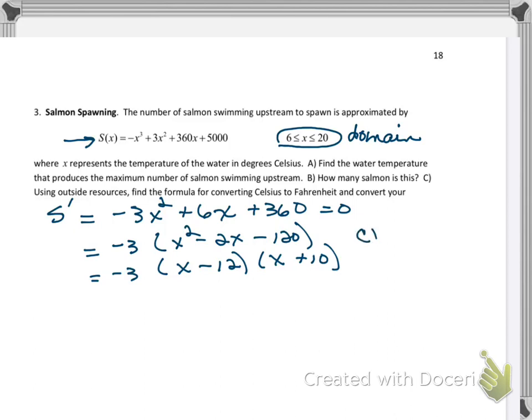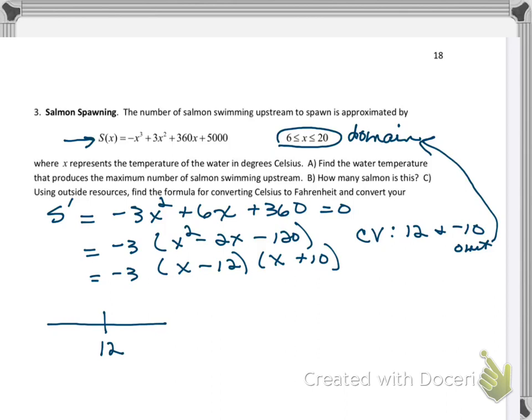So your critical values are going to be 12 and negative 10, and you have to omit one because it's not in the domain, okay? So you're going to omit the negative 10. So when you test, you're only going to test the 12, and the 12 does indeed fall within your domain restriction. So 12 is the temperature of the water in Celsius, and we're going to figure out, does that give me a maximum population or a minimum population?